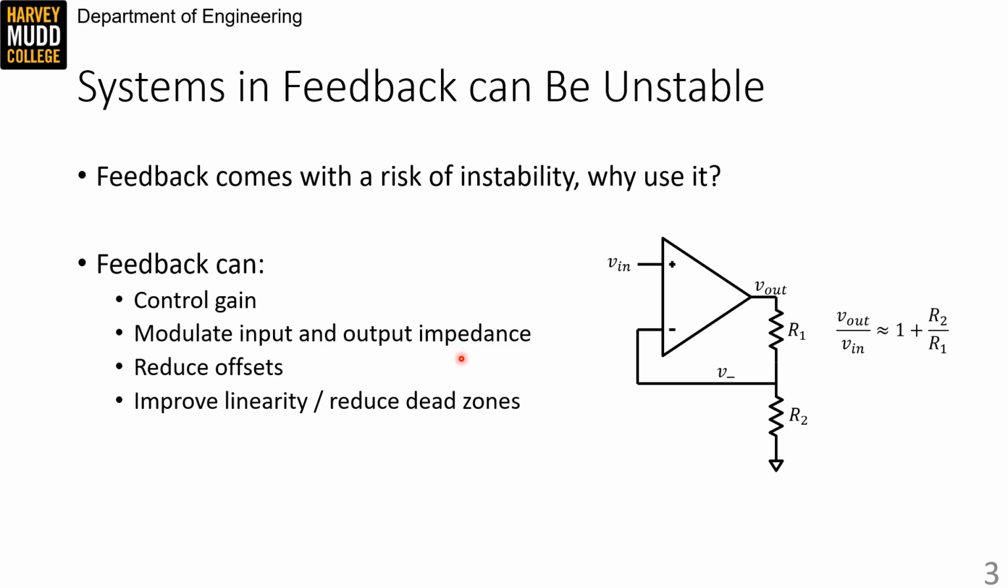And finally, we're not going to go over the math of these last two benefits, reducing offsets and improving linearity. However, there's some quick qualitative arguments for each of them. If you have a small offset voltage on an amplifier and negative feedback, then the output is going to move to cancel out the offset, because the output is forced to move to reduce error when you're in a negative feedback configuration.